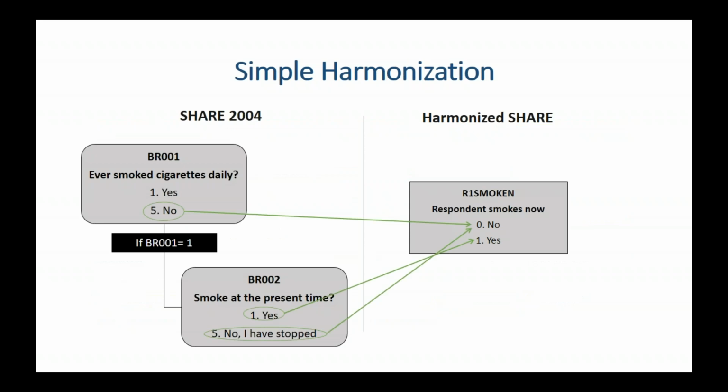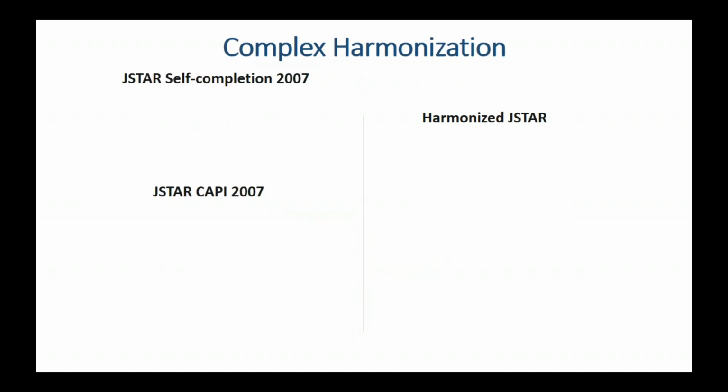In order to harmonize these surveys, we often have to take into account several questions because of survey skip patterns. For example, in order to know whether the respondent is currently smoking, we have to include information from whether the respondent ever smoked and whether they're smoking at the present time. While this is a pretty simple harmonization, there can be a lot more complex ones needed as well.